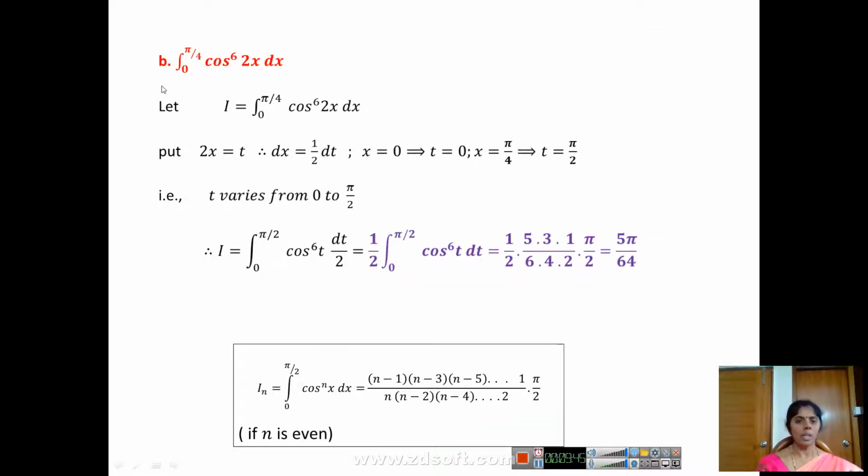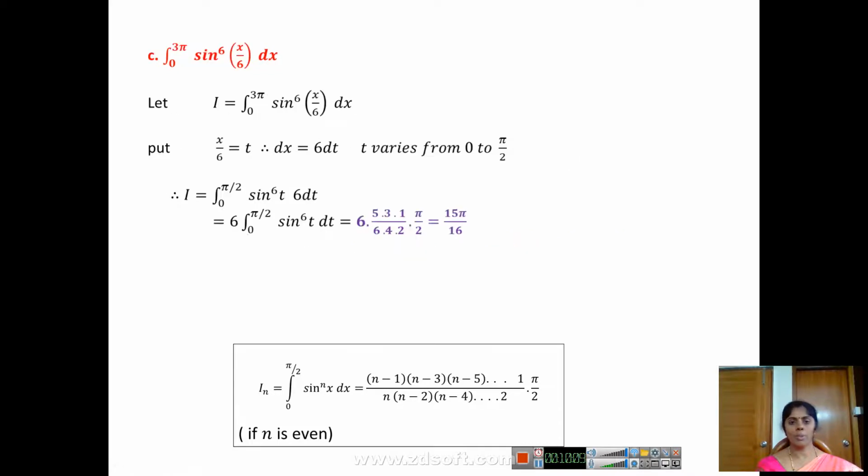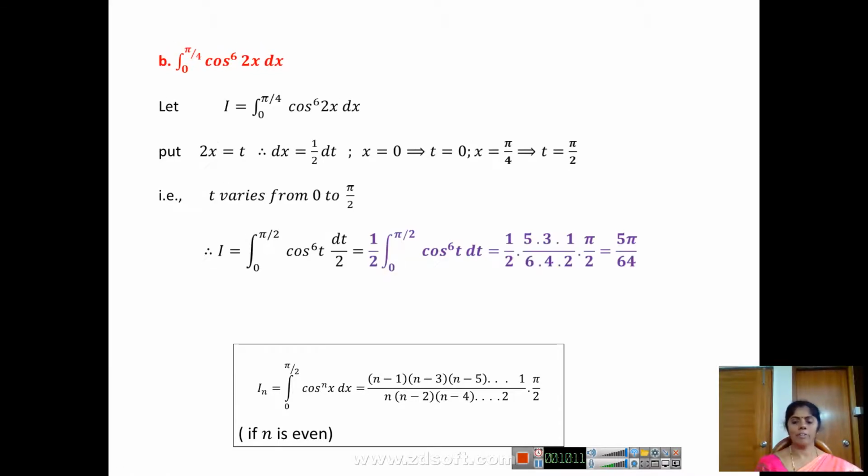Now the second problem: the integral from 0 to pi by 4 of cos to the power 6 of 2x dx. Till now we have explained terms of a single angle, that is cos x, sin x, and so on. But here they have given cos to the power 6 of 2x. So to evaluate this, we first have to simplify the term 2x in terms of x.